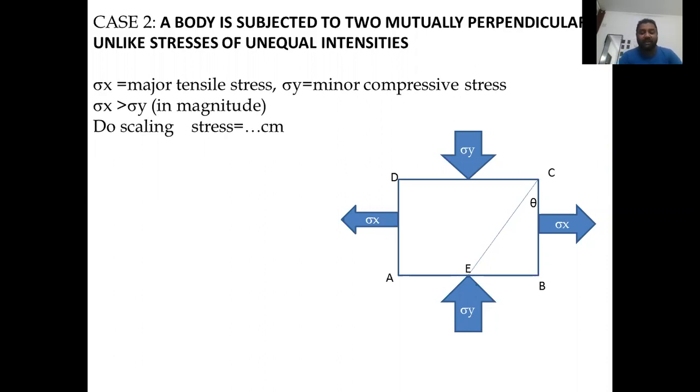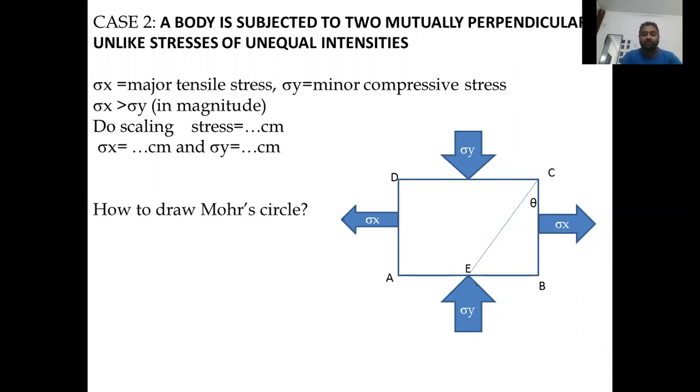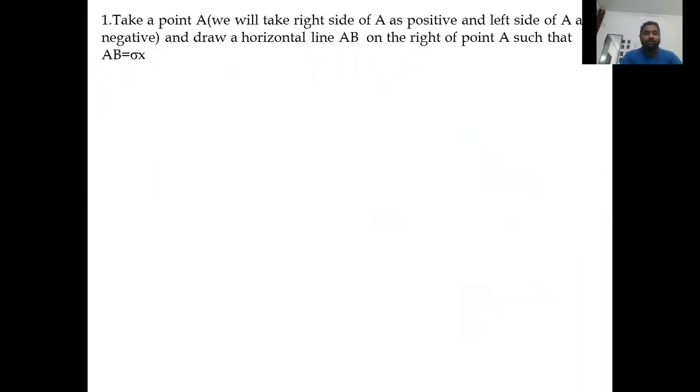First of all, we have to do the scaling. So stress is equal to some value in terms of centimeter or millimeter. Then you can find the sigma X stress and sigma Y stress in terms of centimeter. Now, how to draw this circle? Let me explain. First, we have to take a point A. So I have taken a point A. The convention is we will take the right side of A as positive and the left side of A as negative. Then draw a horizontal line AB on the right side of A.